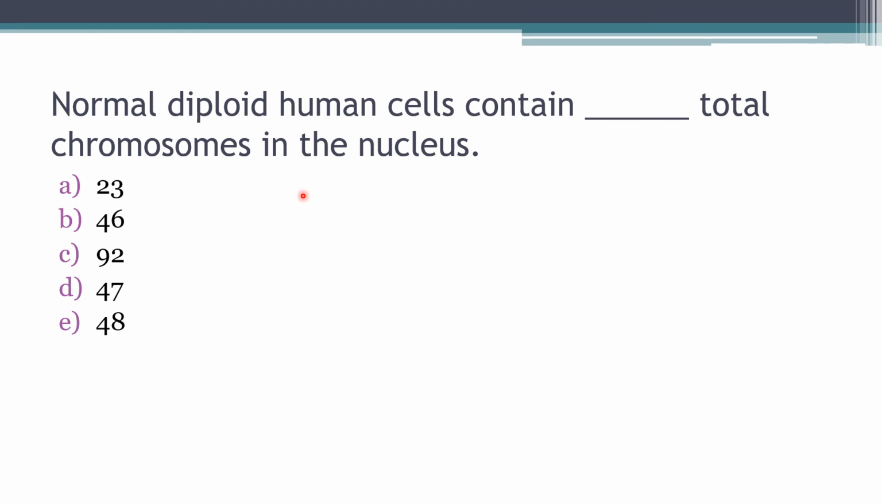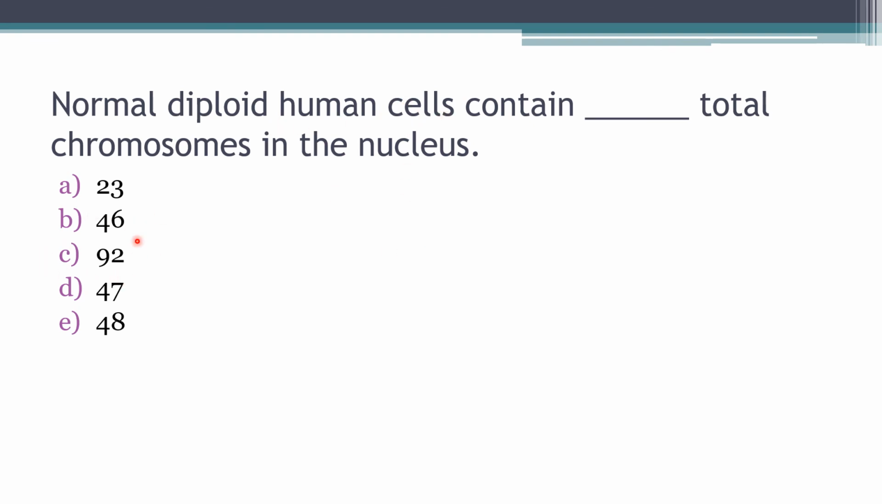All right, so let's start a quick question here. Normal diploid, right? Diploid meaning 2 copies of each chromosome. Human cells contain blank total chromosomes in the nucleus. Right? So 2 copies of each. Right? So remember the correct answer for this one is B, 46. Right? So you should have 23, but diploid means you should have 23 pairs. So 2 times 23 is 46. Okay, 23 would be the haploid number, not the diploid number. Okay, this would be what would be in gametes, not in normal somatic cells.